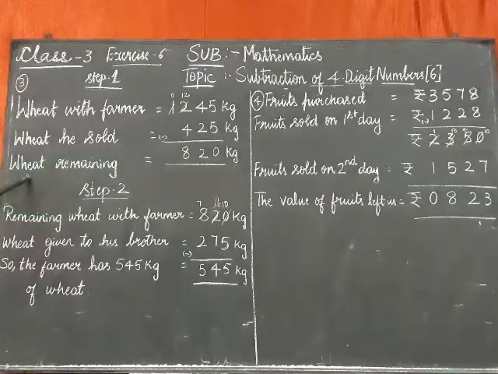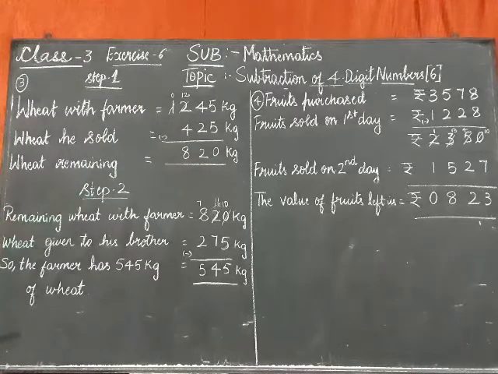I will be getting the wheat remaining with whom? With the farmer. You can write the third statement as wheat remaining. If I do the difference, I will get 820 kgs. What is the amount of wheat that we got? 820 kgs. Now let us move to the second step.